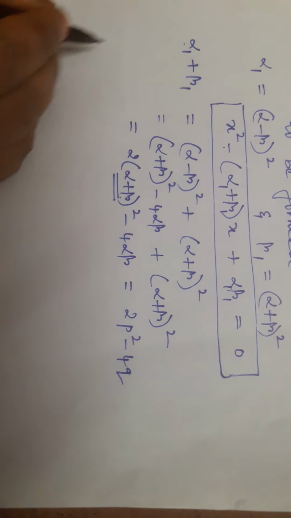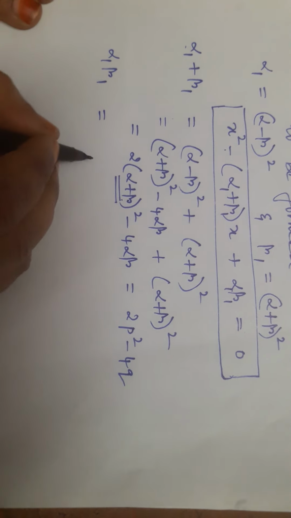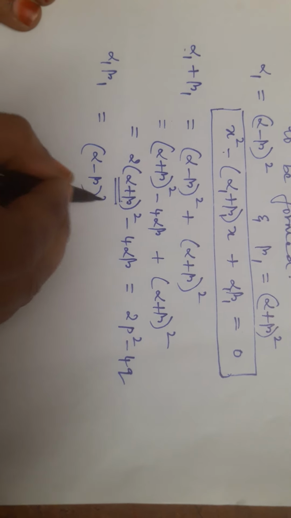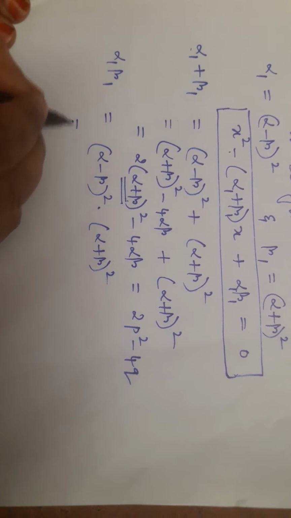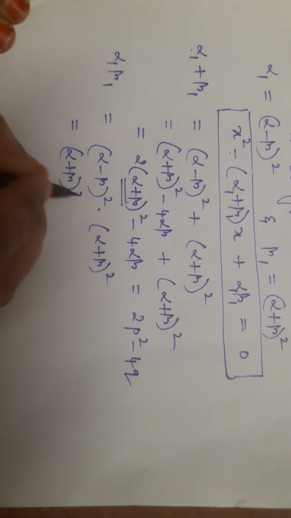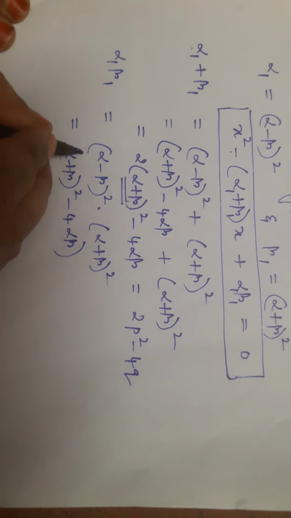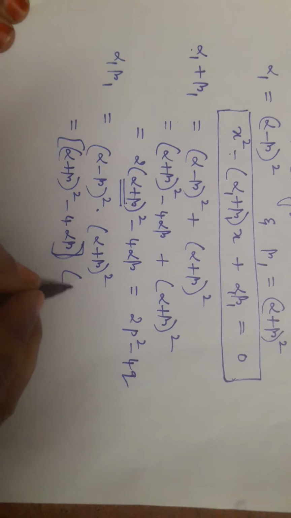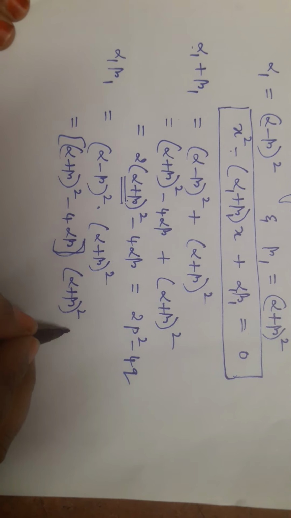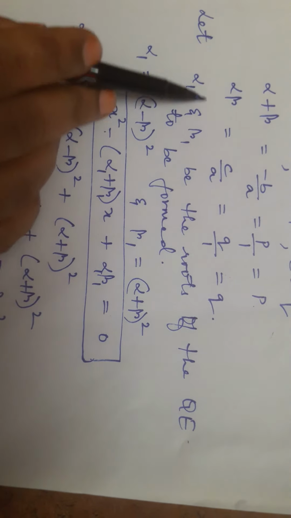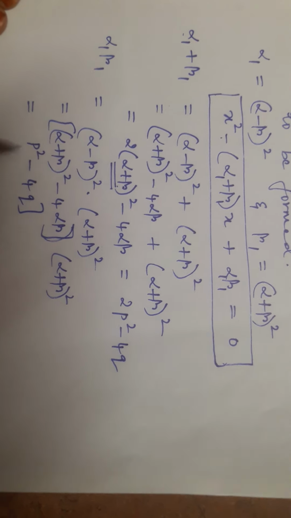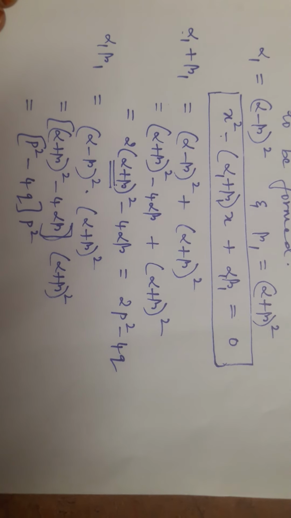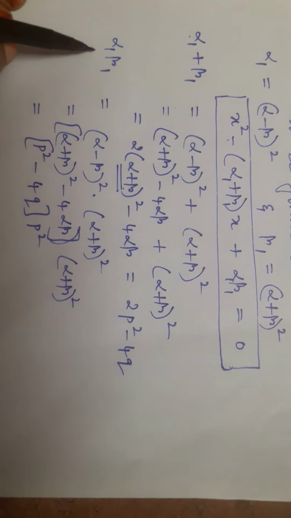Now the product of the new roots, alpha 1 into beta 1, equal to alpha minus beta whole square into alpha plus beta whole square. Again I am using the formula alpha plus beta whole square minus 4 alpha beta into alpha plus beta whole square. Substituting, alpha plus beta is p and alpha into beta is q, so this is p square minus 4q into p square. Okay, so we have the sum and product of the roots.